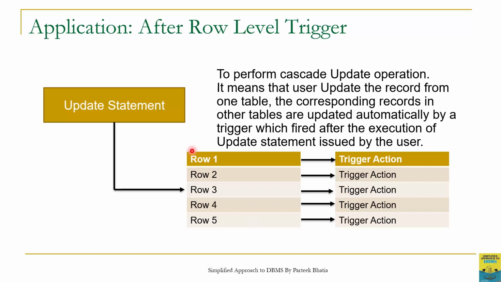So whenever we have to maintain a backup copy of a table, for this we can use an after row level trigger. When an update operation is performed on the main table, for each row updated in the main table, the corresponding trigger is fired and it will modify the corresponding rows in the backup table. So whenever we have to perform a cascade operation, or in simple words, whenever we have to maintain a backup table, we can go for after row level triggers.